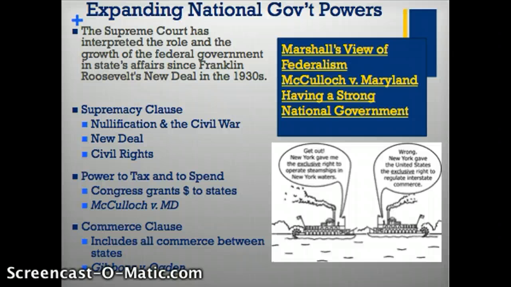Now, that obviously became a problem when the southern states tried to nullify United States policies toward taxing and import taxes with the nullification crisis.